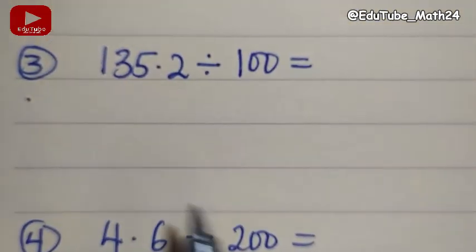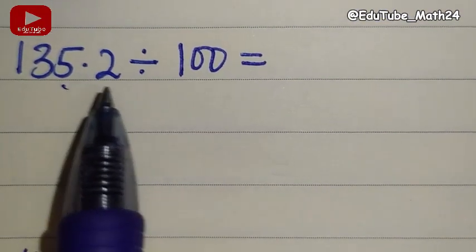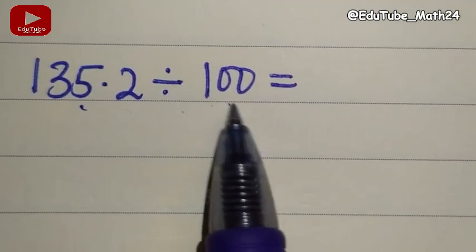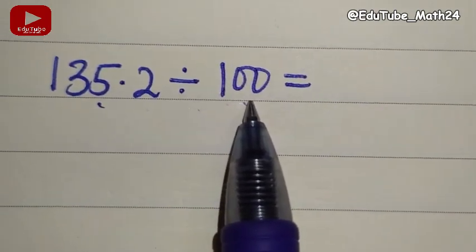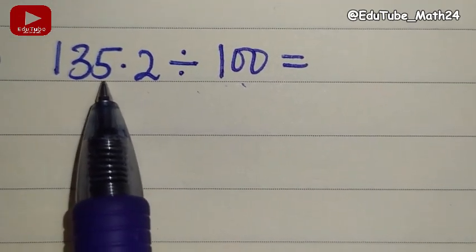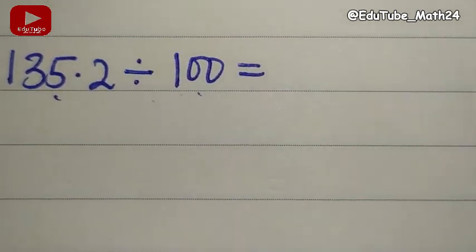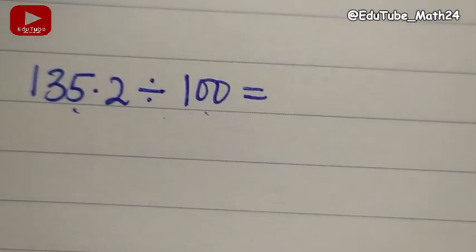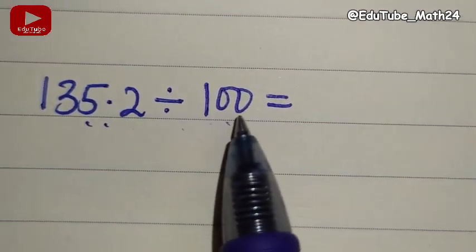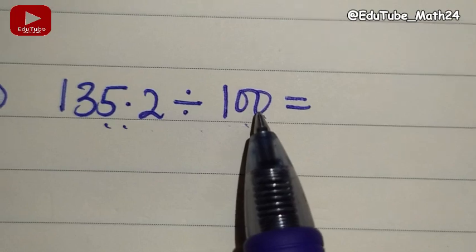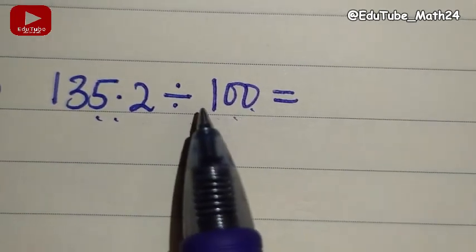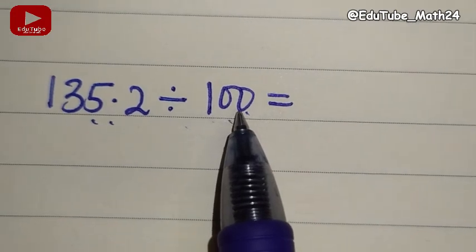And then for the third one, we have a decimal number divided by a multiple of 10, which is this 100, a multiple of 10. Any number that ends with a 0 is a multiple of 10. So 135.2 divided by 100. Now in this case, it is straightforward. If you are dividing a decimal number by a multiple of 10, simply move the decimal point to your left side in places of the numbers of 0 you have.